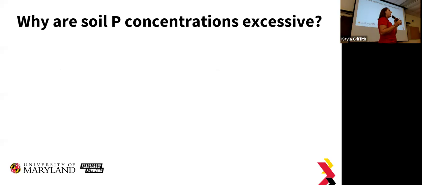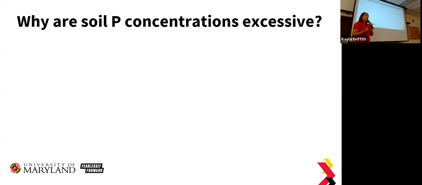All right, so why are soil P concentrations excessive? And by excessive, we've got 4 broad categories. We're talking really high. Why do we see really high soil P concentrations? Why is this kind of a Maryland-centric issue? There are some parts of the country that have high soil P, but it's related to their parent material. The rocks that weathered and became that soil were just naturally high in P. But that's not our issue here in Maryland.